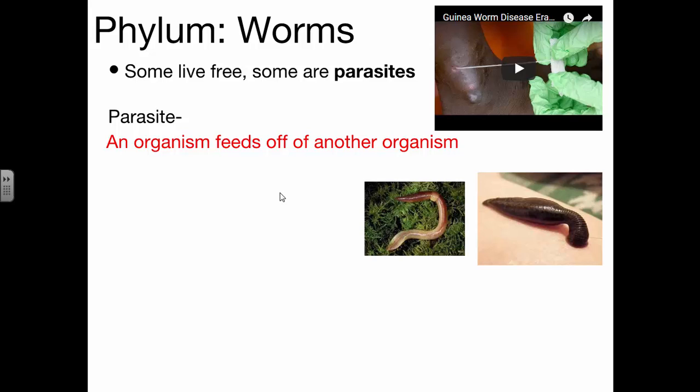Related to an earthworm, another segmented worm is a leech. Leeches are parasitic segmented worms, and they live off of blood. They feed on the blood of another organism, mostly amphibians and things like that.